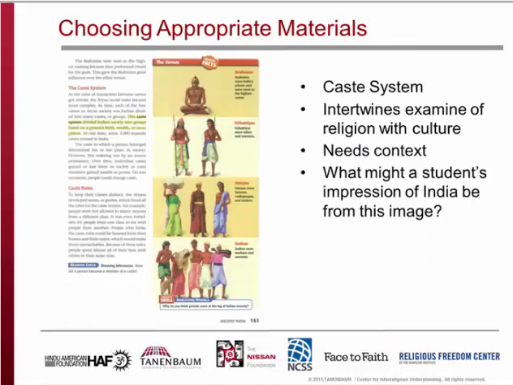And I love this, with what Matthew, what you shared about the distinction between history texts and social science texts, and the different perspectives with which they view religion.